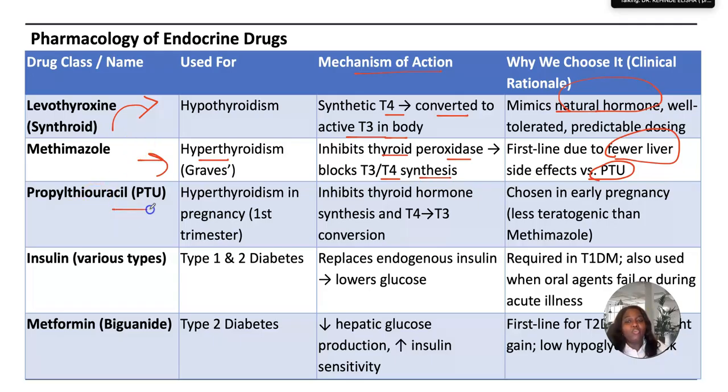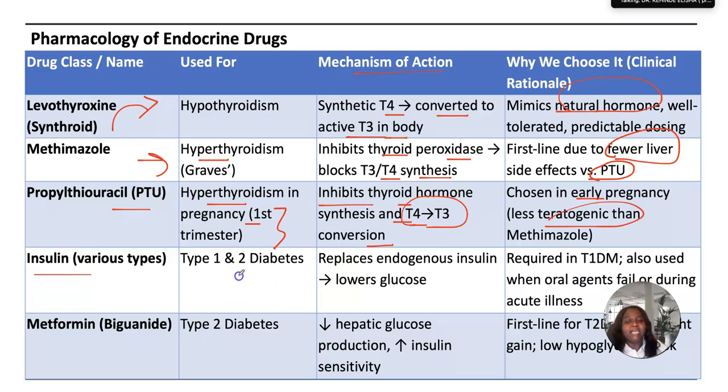Now, PTU is used for hyperthyroidism in pregnant patients during the first trimester. What is the mechanism of action? It inhibits thyroid hormone synthesis and of course T4 to T3 conversion. Why do we choose it? Chosen early in pregnancy, it is less teratogenic than methimazole. Methimazole is not ideal for somebody that is pregnant. That is why we choose PTU for pregnant moms. Now, PTU is not as efficacious as methimazole, but we can use methimazole in the general population for hyperthyroidism.